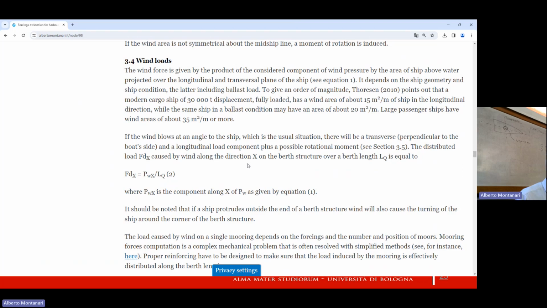This forcing can be distributed in both directions. So basically, you can compute a force. This is the berth, and let's suppose that you have a vessel here.